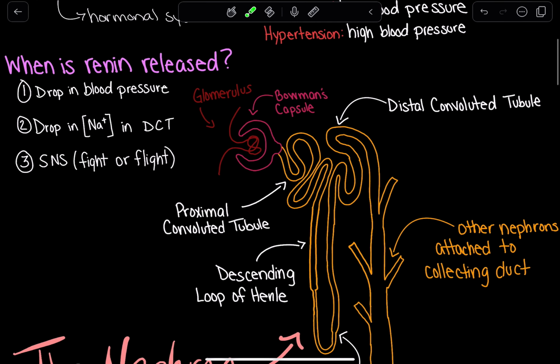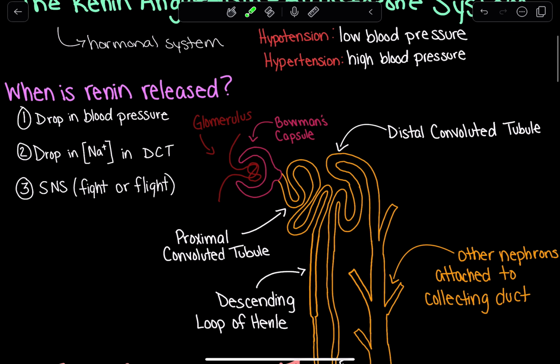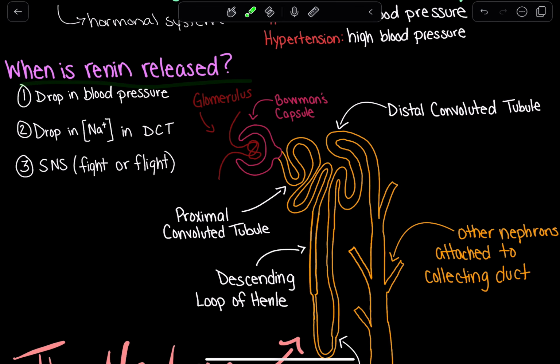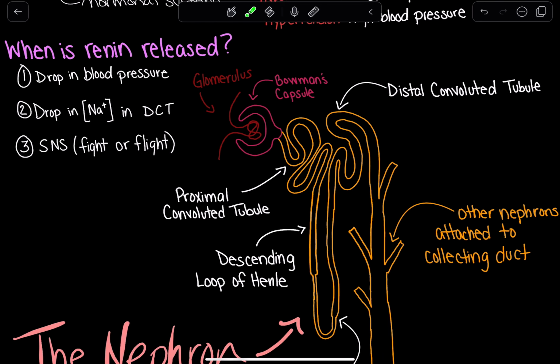There's two ways in which we can detect that we need to release renin, and that is where we get into when is renin released. So renin will be released when we have a drop in blood pressure or a drop in blood volume, which is going to have different areas in the body which are able to detect that, but specifically we are interested in a specific set of cells found in this area over here called the juxtaglomerular cells, which will detect blood pressure. And we'll get into more detail on that in a minute. So the juxtaglomerular cells can detect blood pressure.